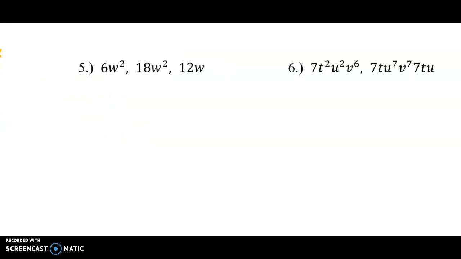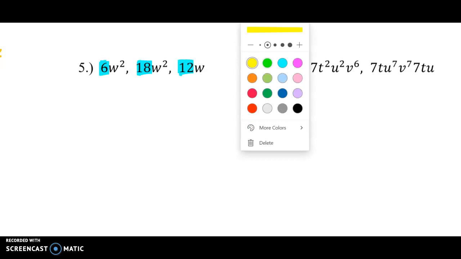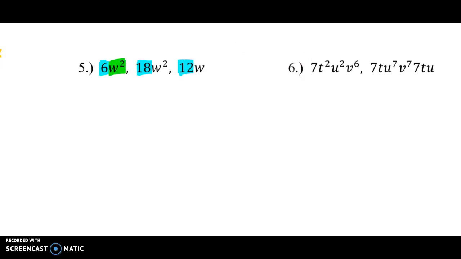And if at any point you want to try this and then check your answer, you can pause the video, try it on your own, and then check to see what I got to compare. So the first thing, we have 6, we have 18, and we have 12. Then we also want to look at our W's. Okay? So looking at our numbers, 6, 18, and 12, what is the largest number that goes into all 3 of those terms? And the largest number that goes into all 3 of those terms is 6.